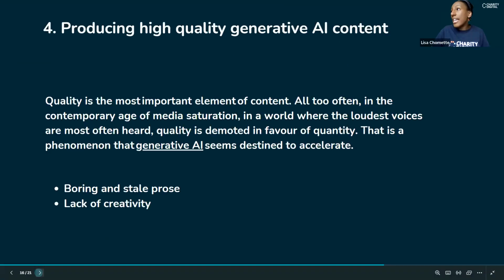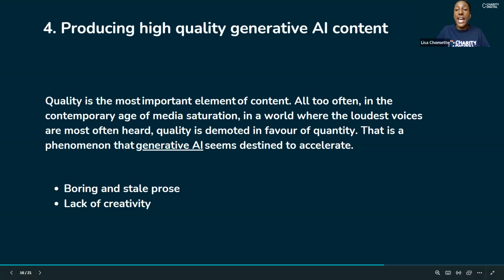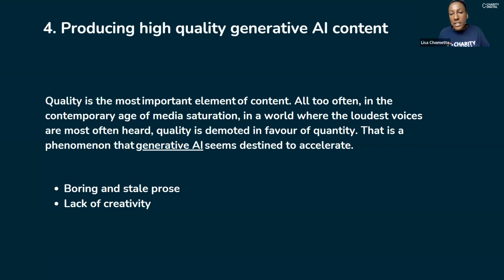And then finally, we have ethical, accurate, and qualitative content. And quality is the most important element of content. All too often, in a world where the loudest are actually the most heard, quality is demoted in favor of quantity. And that's a phenomenon that generative AI seems destined to accelerate, because in a matter of seconds, people produce copy with no spelling mistakes and copy that is perfect. But generative AI copy is not very good. It can be quite dull, and it can be quite incorrect.